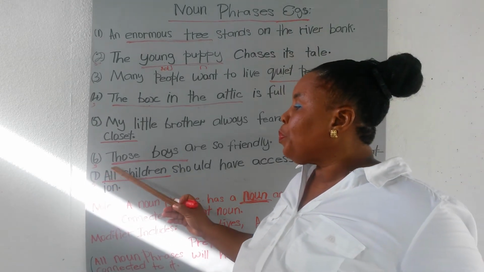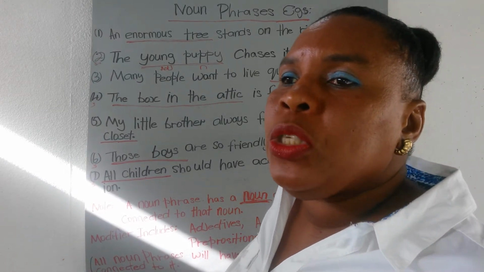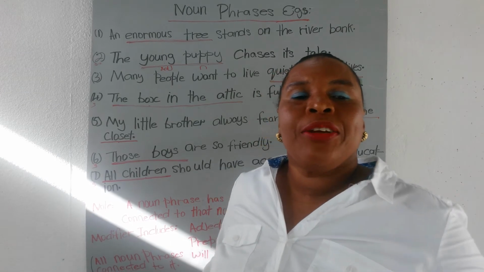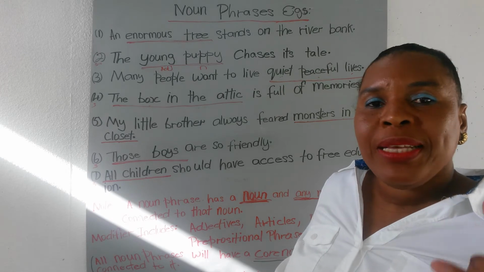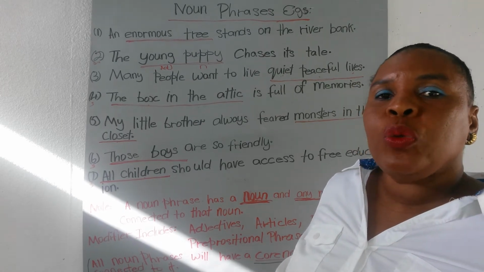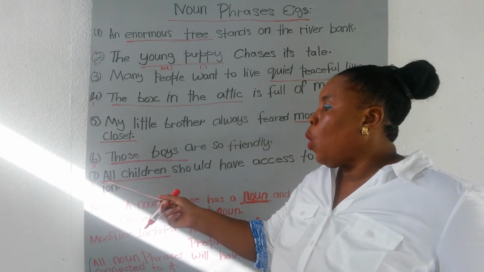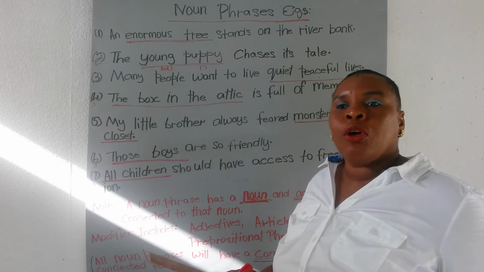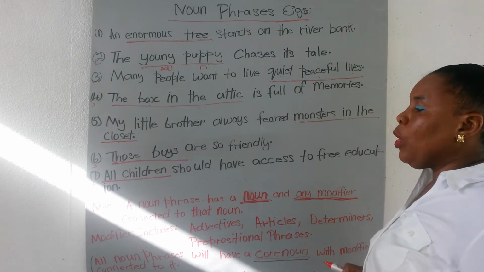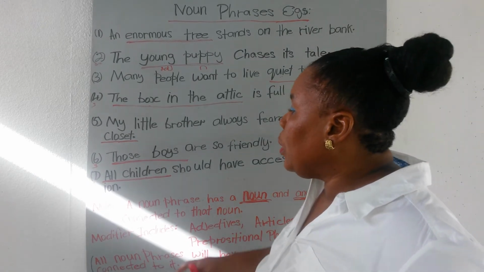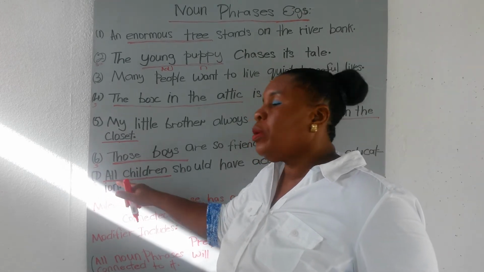So all, how many children? You have to pull a question. Once you can pull a question from the sentence, that tells you the modifier is a determiner. So in this case, it's all the children, not 3, not 4, not 100, not 10, but all children should have access to free education. So in this case, the modifier is a determiner. So all would be the determiner.